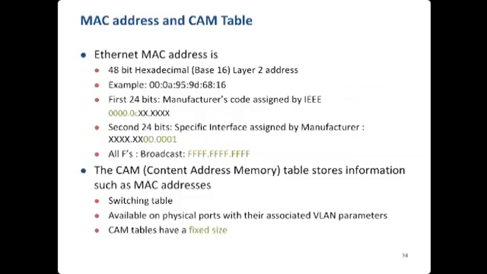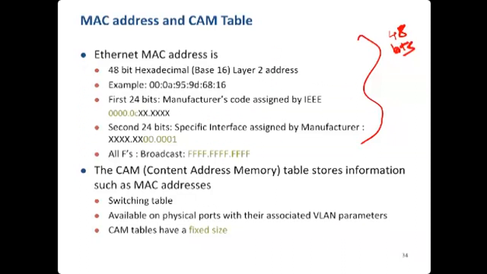The first one is called the CAM overflow attack. CAM table, content addressable memory table overflow attack. Okay. This thing we know already, right? It is a 48-bit source and destination address. An Ethernet address consists of 48 bits. Okay. How this is assigned, etc. Please go through this one.